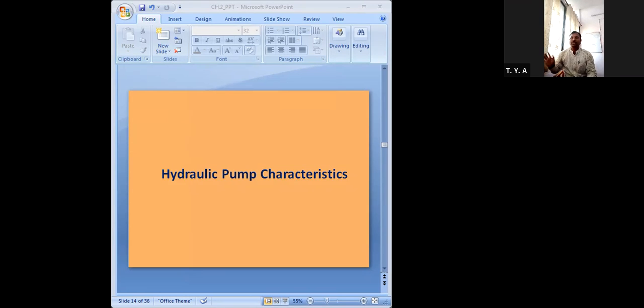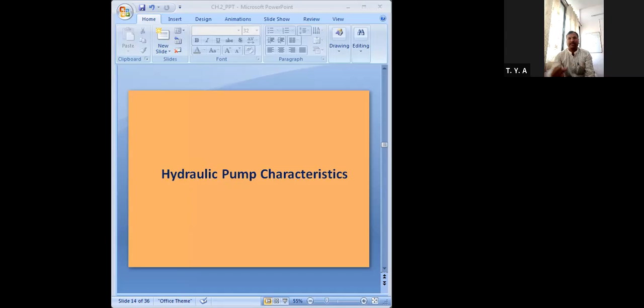The effect of discharge pressure on pump output may differ between positive displacement and non-positive displacement pumps. So that is the behavior or the characteristics of the different pumps. The behavior of the pump under varying conditions we'll discuss using the characteristic curves of the pump.